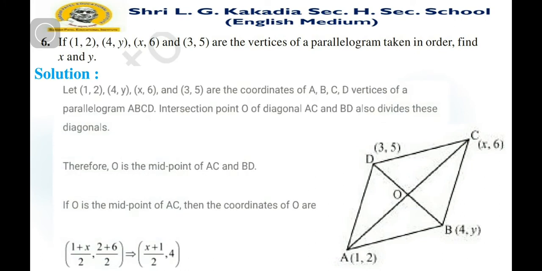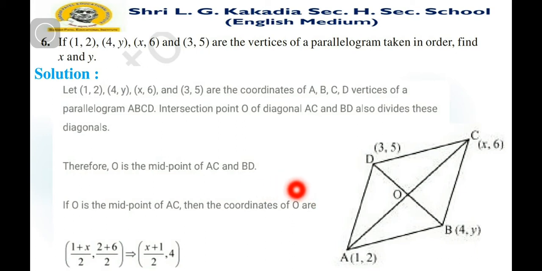Let (1, 2), (4, y), (x, 6) and (3, 5) be the coordinates of vertices A, B, C, D of a parallelogram ABCD respectively. The intersection point O of the diagonals AC and BD also bisects these diagonals. Therefore, O is the midpoint of AC and BD.